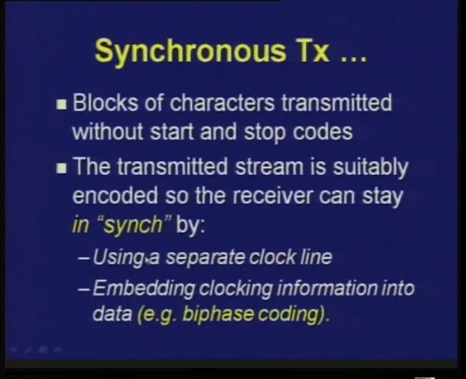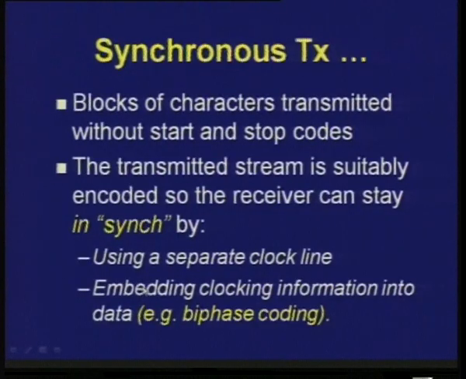So how is that done? There are two methods available. You could use a separate clock line, which means that a separate clock signal is sent and used to synchronize the receiver and the transmitter. This may work for transmission over very short lengths of a line. For instance, within a computer, if data is being transmitted from one card to another card or from one chip to another chip, you could use a separate clock line. But this does not work really well for long distance transmissions. In those cases, you embed the clock information into the data.